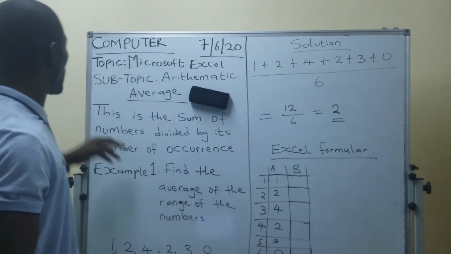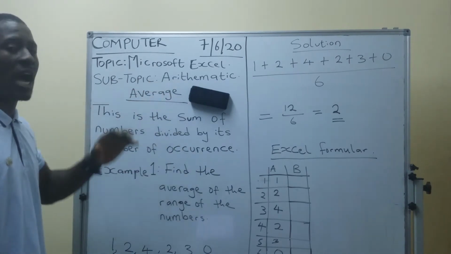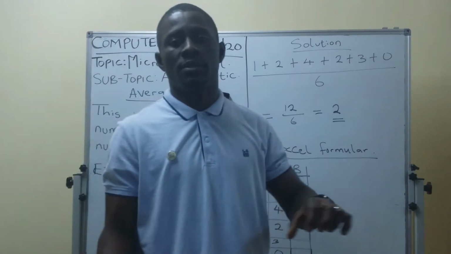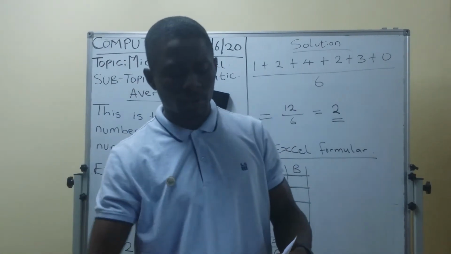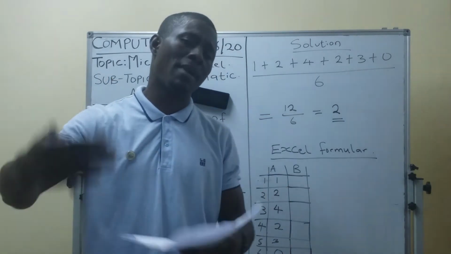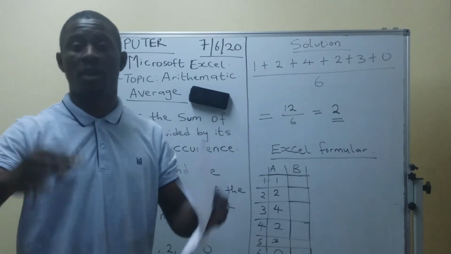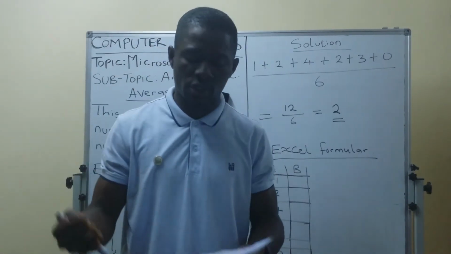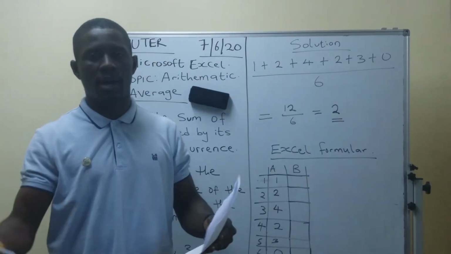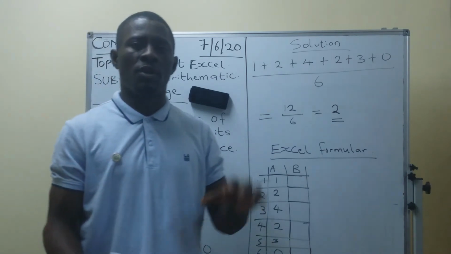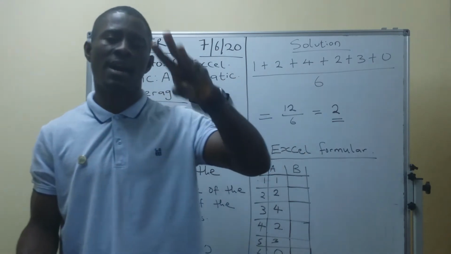So our main focus today will be on arithmetic average: how to calculate the average of a range of numbers. Okay? In the previous class I taught you how to open Microsoft Excel, the environment, and the things that can be found in it. For example, I mentioned the column, the row, the cell, the title bar, and all. But I remember I focused more on the column and the row.